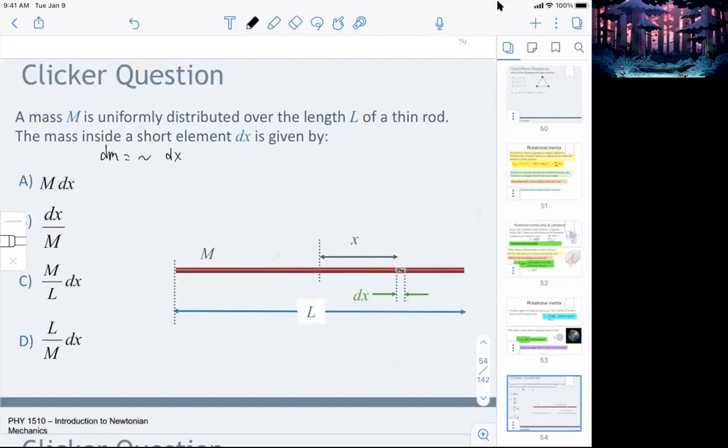Okay, so dm is equal... Oh wait, I'm sorry. Are we answering this? Oh yeah, I'm going to open the breakout rooms. Okay.